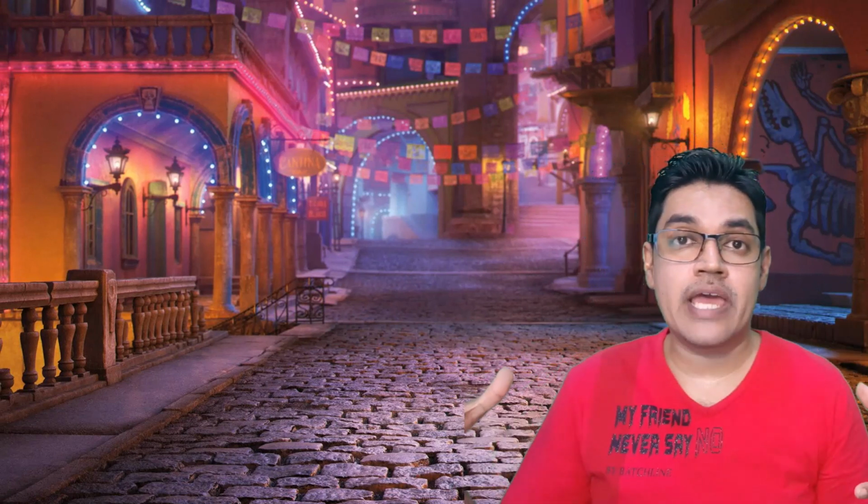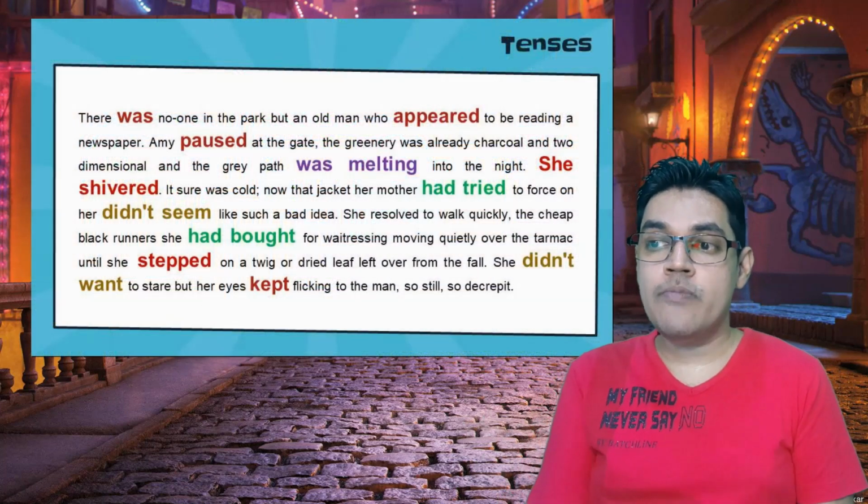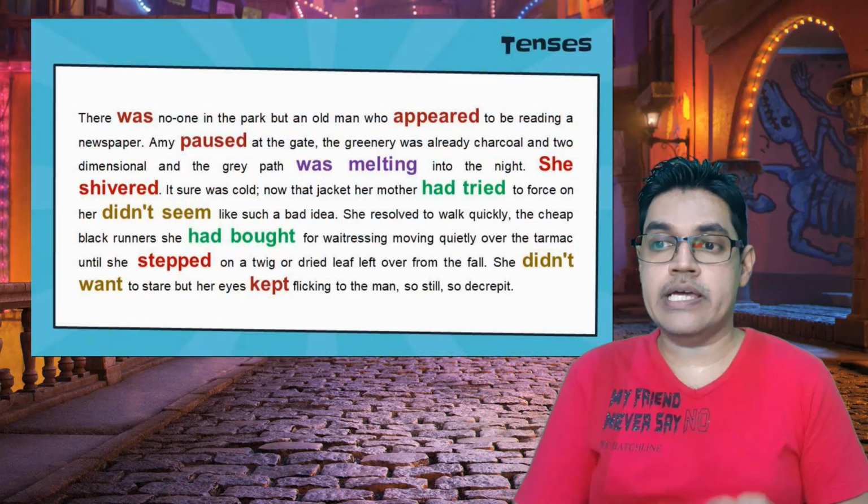without having a direction. Okay, so now let us look at an example of a paragraph, a random paragraph, where they give you an idea that your story consists of past tense, past continuous as well as past perfect, which can be blended together. Okay, so let us look at this paragraph. There was no one in the park but an old man who appeared to be reading a newspaper.